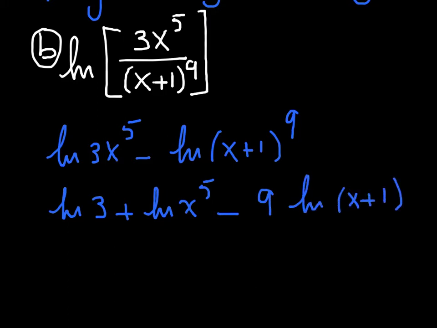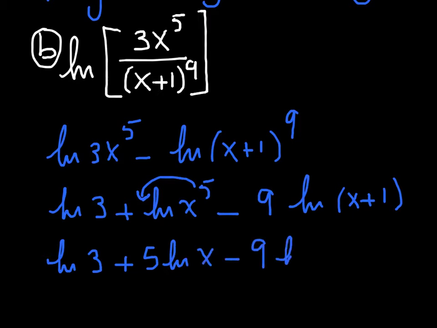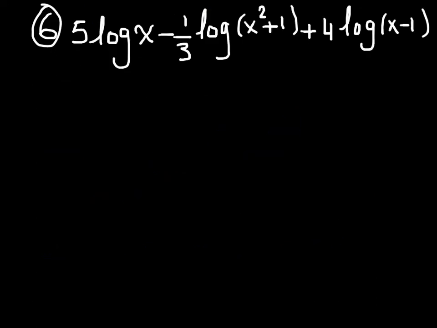Now the last thing I need to do is take that 5 and put it in the front, and that will be ln 3 plus 5 ln x minus 9 ln of x plus 1, which has to remain in parentheses. You cannot condense logs before the exponent goes away. You cannot condense logs if you have a coefficient other than 1.